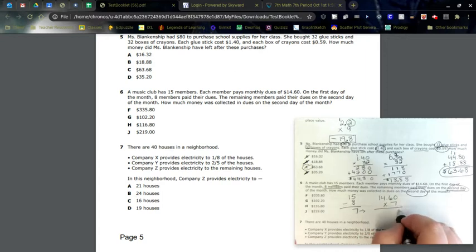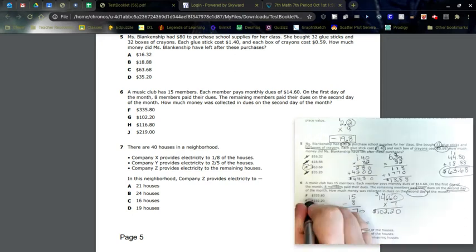0, 42, 28, 29, 30, 31, 32, 7, 8, 9, 10. 100, and then there's 2 after the decimal here. So we're going to do $102.20. So that's G.